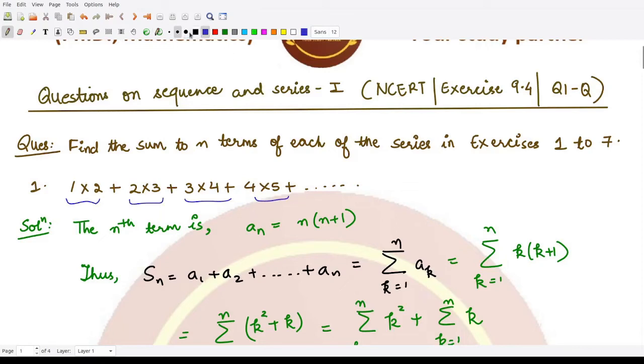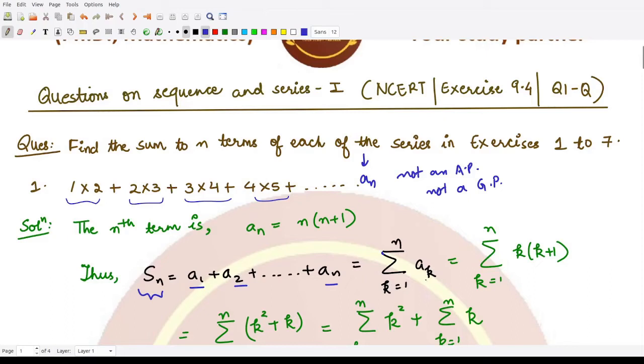Now you can clearly observe that this series is not an AP and it is not a GP as well, correct? So how can we solve this? In order to solve this, we see what our nth term is. Then, to calculate the sum, what is Sn? It is the sum of the first n terms, so a1 plus a2 plus a3 plus up to an. You can write it in the summation notation, which tells you that you have to write sigma, then ak.